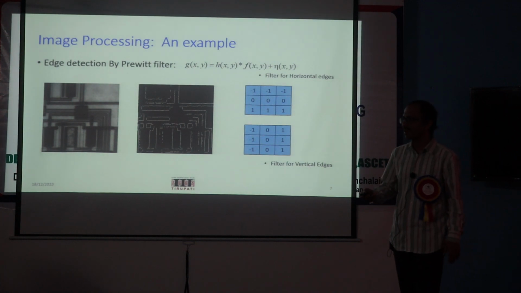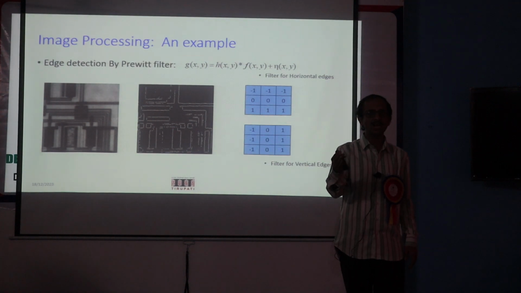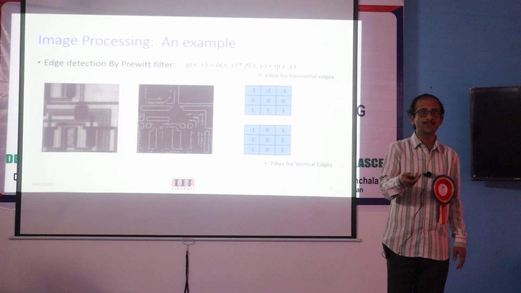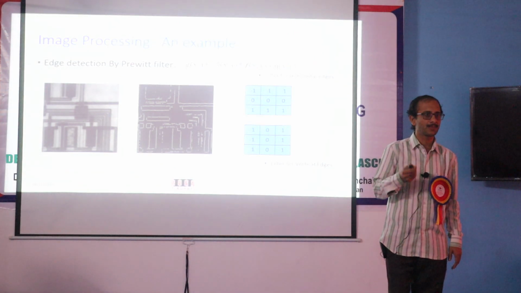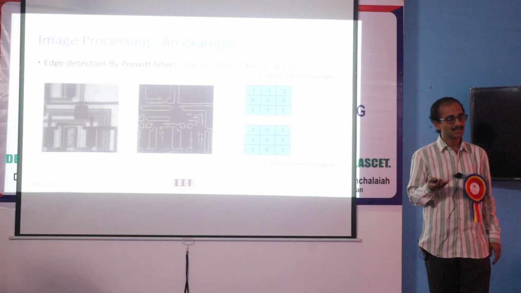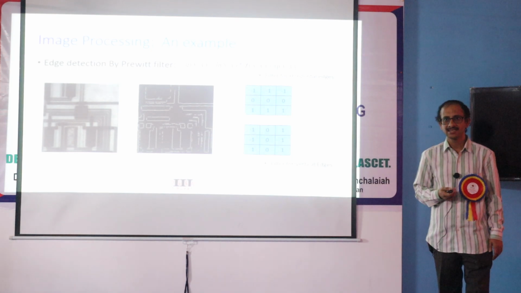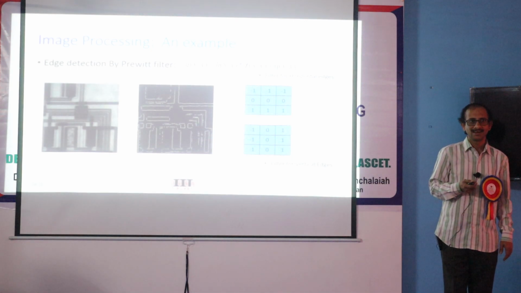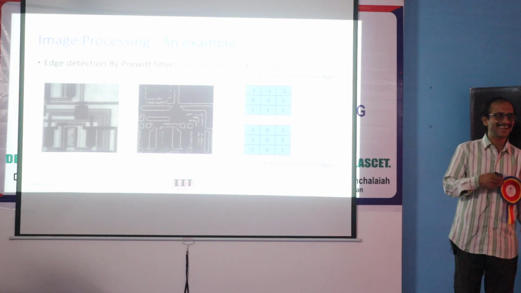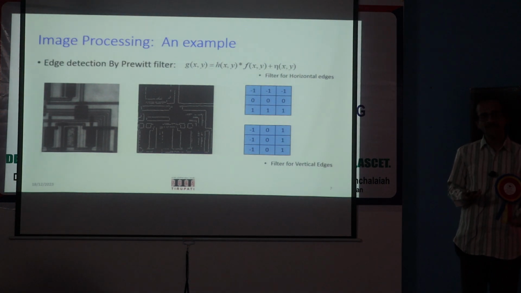Assume the image is like this and I want to highlight wherever the transitions of the sofas are, or, for this camera, the peak of it. So if I want to highlight corner points, how should the filter be? Any guess? Even though you are teachers, I am also a teacher, in the class you can participate. How should the filter be?